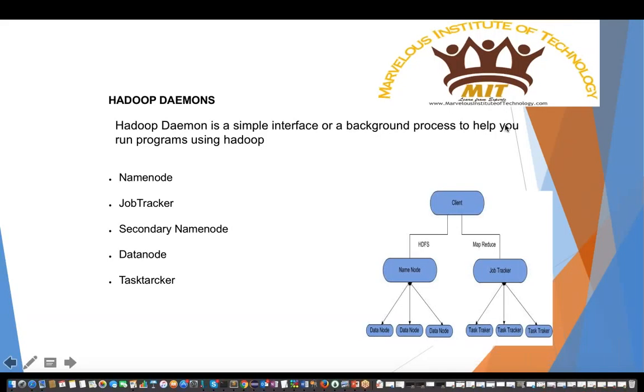I'm just going to give a small recap on yesterday's session. Yesterday we have seen what is a name node, what is a data node and what is a secondary name node. And we have introduced what is a job tracker and task tracker, but we'll see them in detail in later sessions. The job tracker and task tracker will come into picture when we're processing the data.